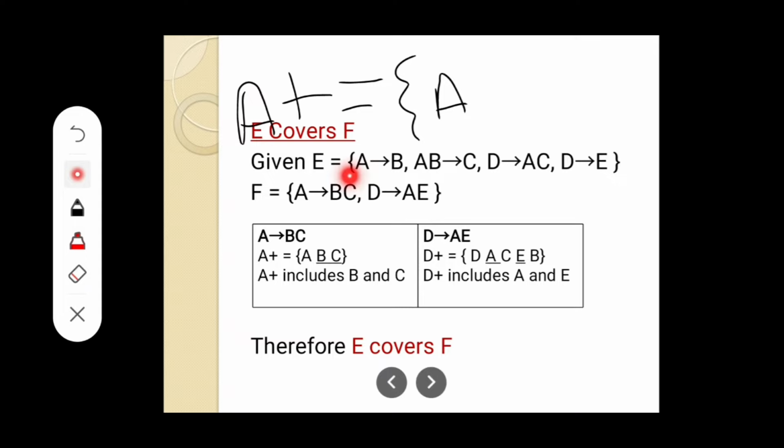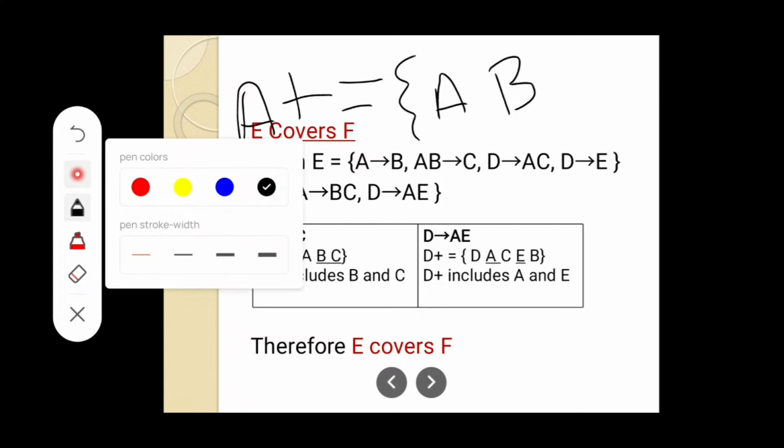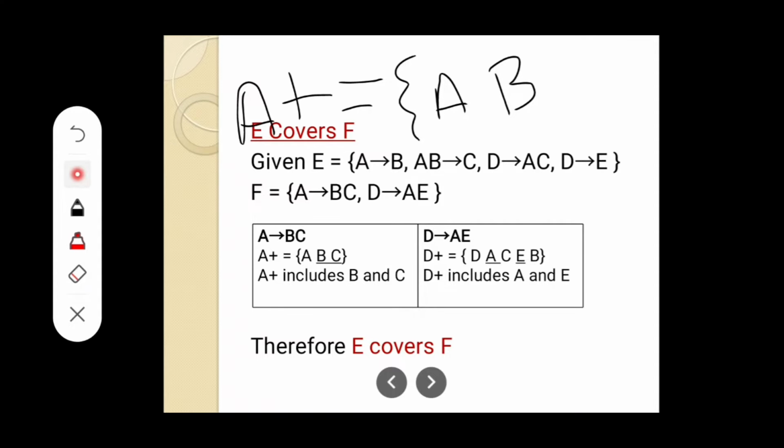Now we will check whether A determines B. A can derive B, so the next value will be B. Clear? Now we have AB determines C. We have AB here, so AB determines C, and we can write C here. So A, B, C is the closure of A with respect to E.